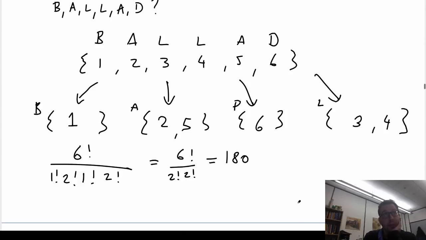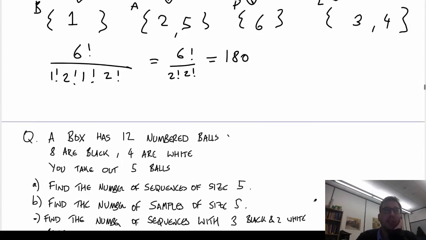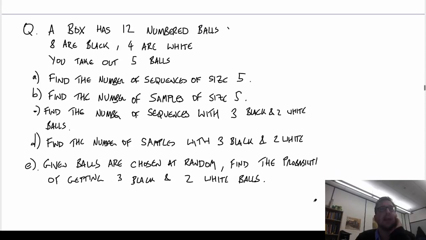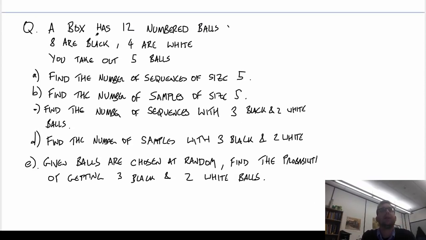Right. So this was the other question I did next. We had a box that has 12 numbered balls inside. So we've got balls 1, 2, 3, 4, 5, 6, 7, 8, 9, 10, 11, 12. 8 of the balls are black. Let's suppose it's just the first 8. 4 of the balls are white. Let's suppose it's the last 4.